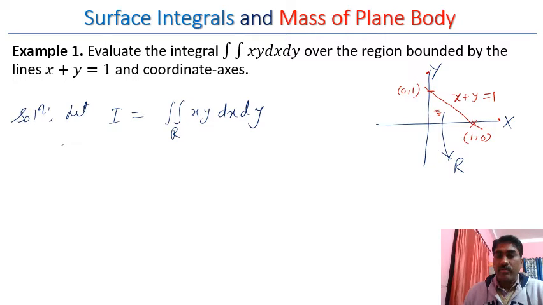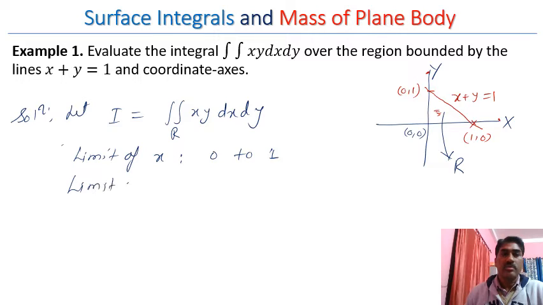The limit of x will be, this is the origin, so this is (0, 0). The limit of x is 0 to 1, and the limit of y is 0 to 1 minus x. In the previous lecture, we elaborated that first we put the minimum to maximum value of the region for x. So for this bounded region, the minimum value of x is 0 and the maximum value of x is 1. So x varies from 0 to 1.